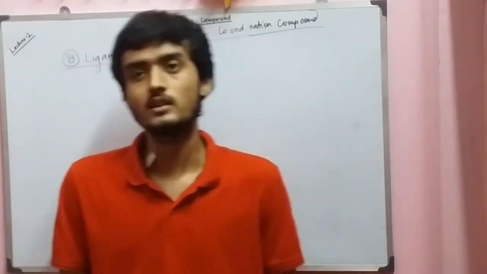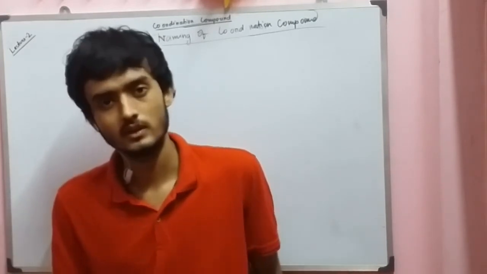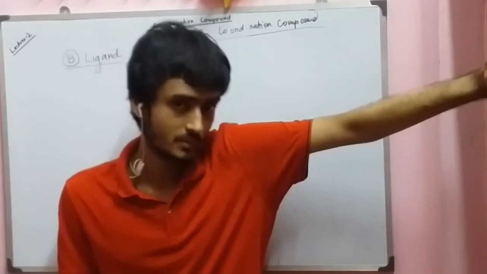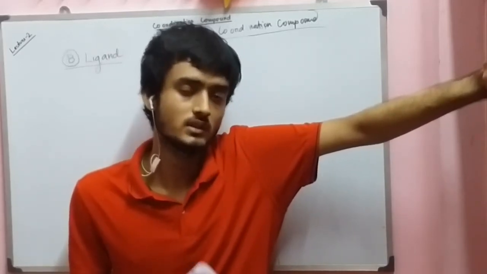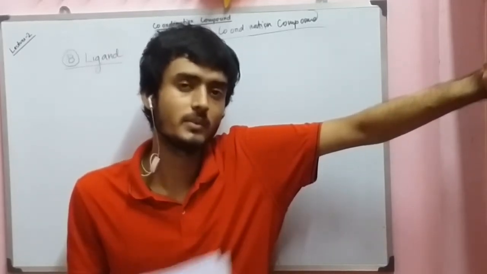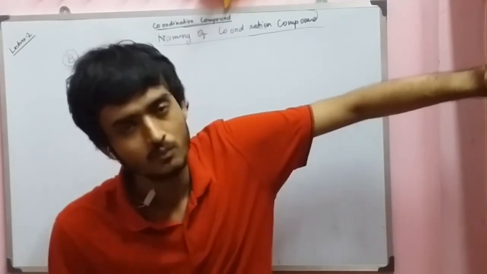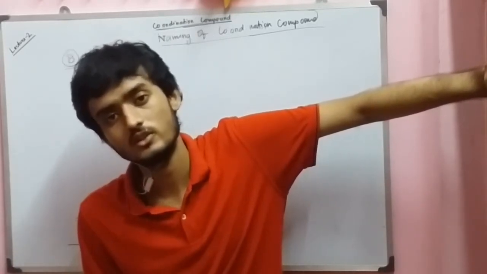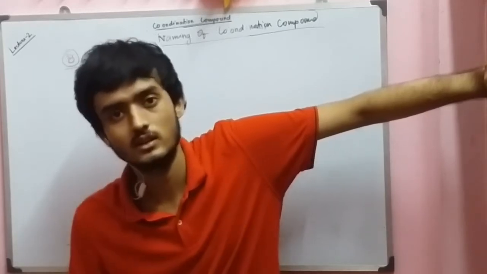And another is an anionic ligand. The third type of ligand will contain a net negative charge on it. For example, cyanide. Cyanide contains CN minus charge. The whole net charge is minus, so it is an anionic ligand. Okay.